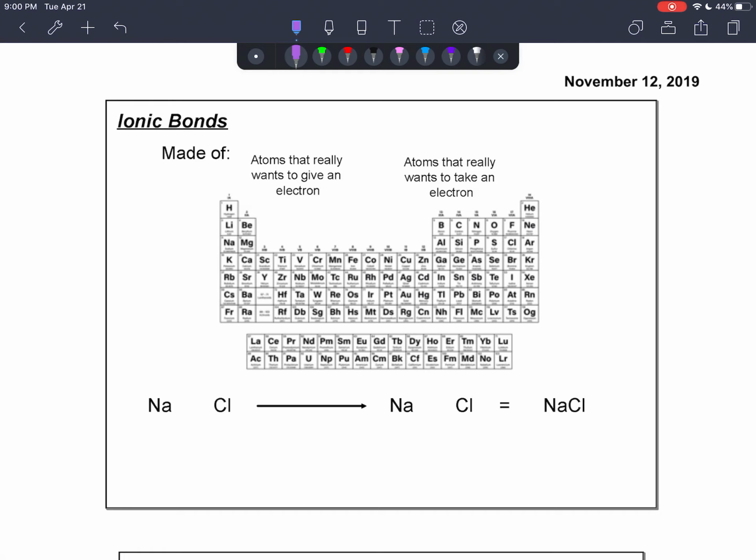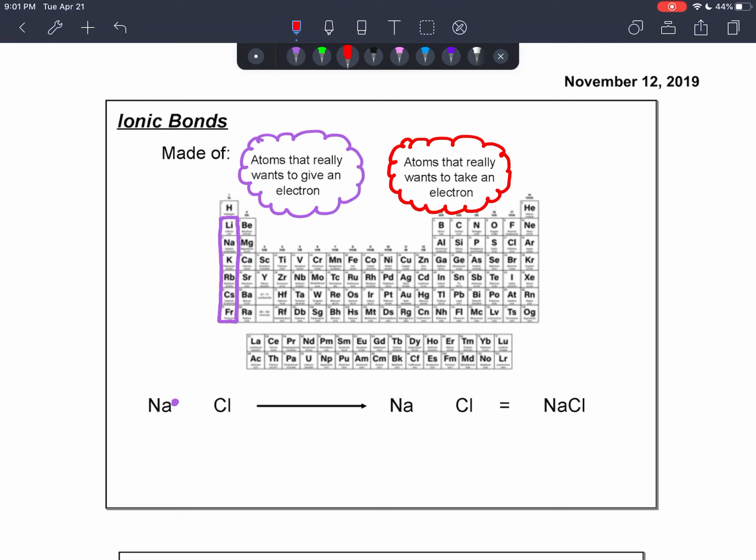I'm going to color code here. I'm going to color code atoms that really want to give away electrons in purple, and atoms that really want to take electrons in red. And I'm going to refer to our example we had on the first page of our notes, table salt, sodium chloride. So sodium and chlorine, when they're just atoms, have a certain number of valence electrons. Since sodium is in this first column right here, it has one valence electron. Chlorine, on the other hand, is in our halogens group, and chlorine has 7 valence electrons.